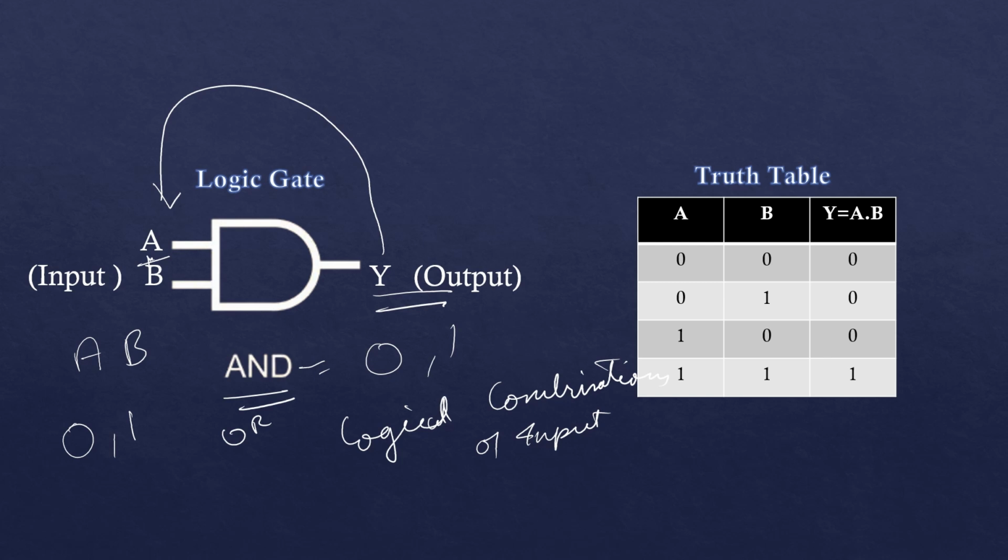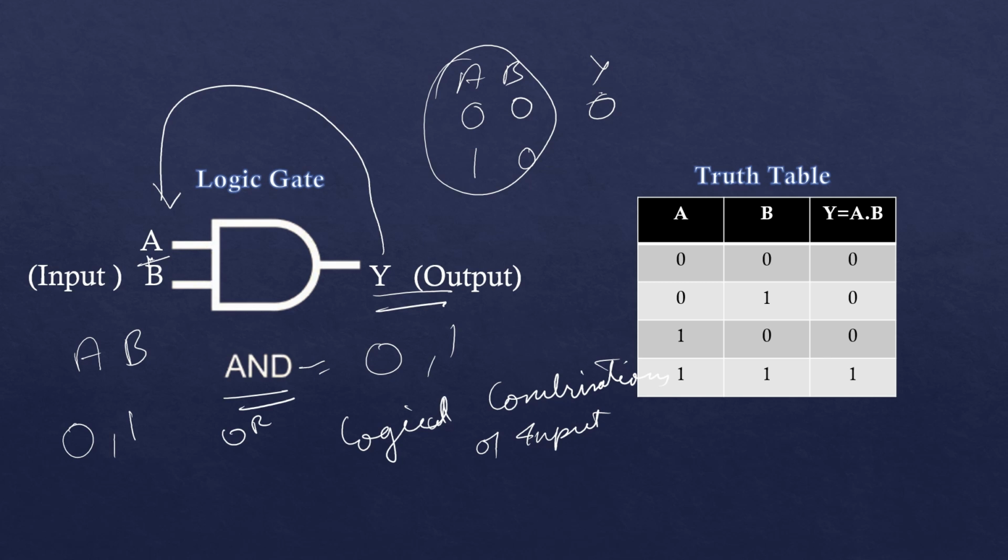Suppose I want to know the output when A is 0 and B is 0. The AND gate multiplies, right? So it is 0. Later you will understand the AND gate, OR gate and NOT gate. If A is 0 and B is 0, then the output is 0. And if A is 1 and B is 0, then the output is 0. So now you understand these outputs. But how many combinations can we make of this? This thing we represent using a truth table.